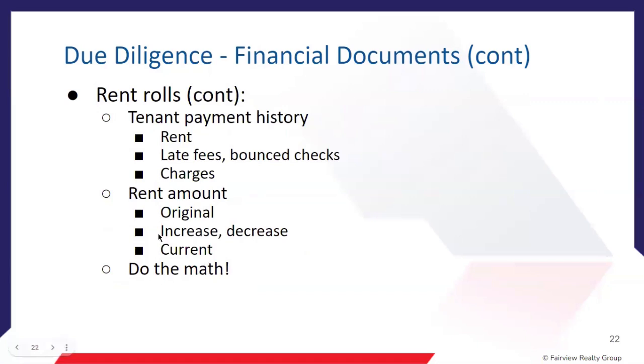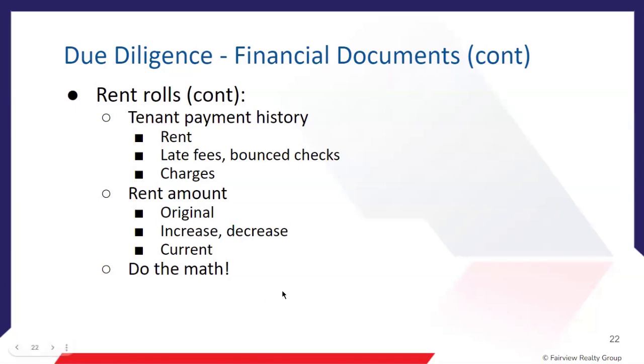What I really want to see in the rent roll is the payment history. What rent amount did they pay over time? Were there any late fees, bounced check fees, or any type of charges over time for the tenants? And then what is their rent? Some people were saying to include the original rent amount, any increases or decreases over the years, and what their current rent amount is.